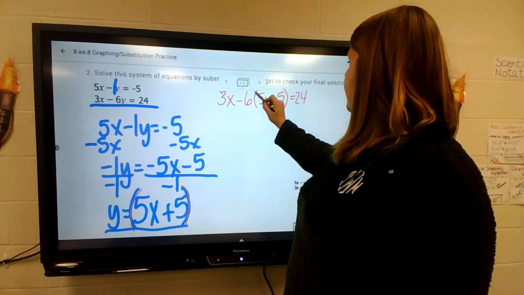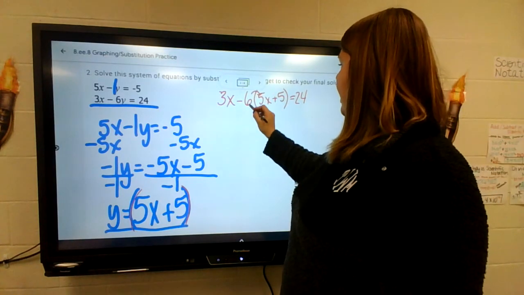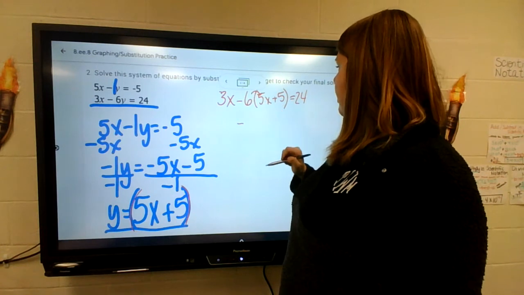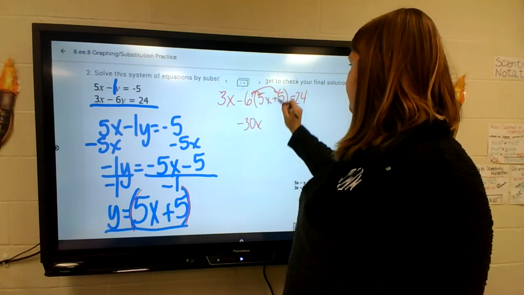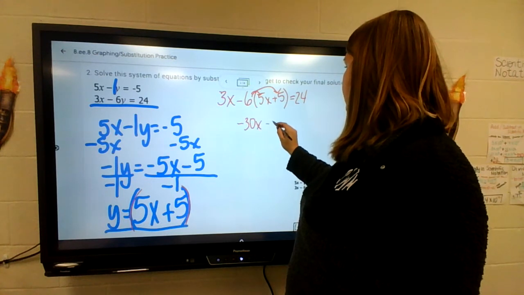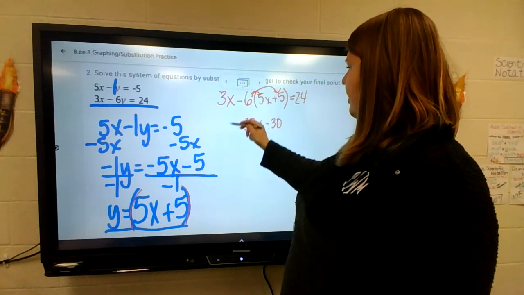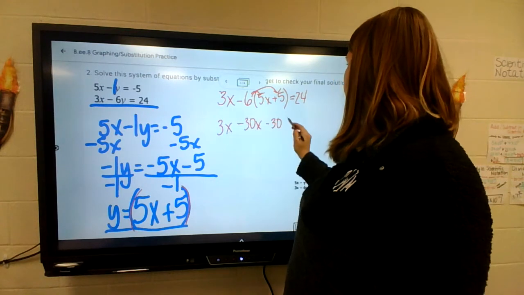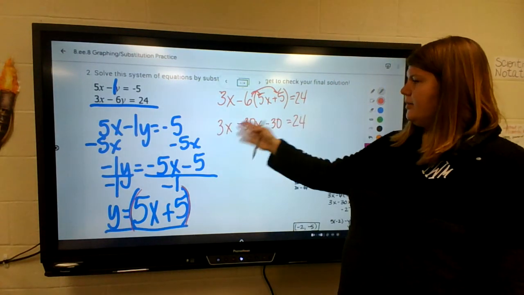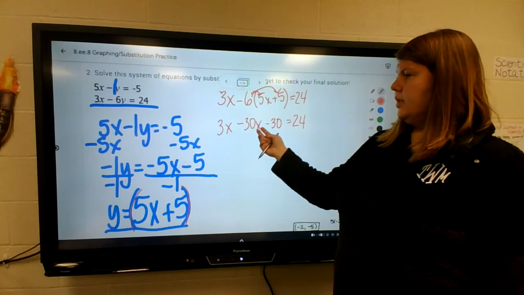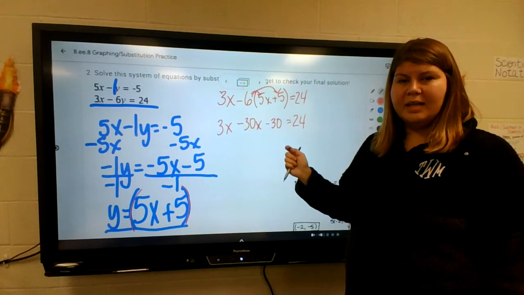First step I'm going to do is to distribute. So I have a negative 6 times a 5x, so that's going to give me negative 30x. Negative 6 times a positive 5, that's going to also give me negative 30. Bring down everything else, so don't forget that 3x over here. We have 24 here. All right, so I'm going to look at the left-hand side. I have some like terms because these both have x's on them. So I'm going to combine those.